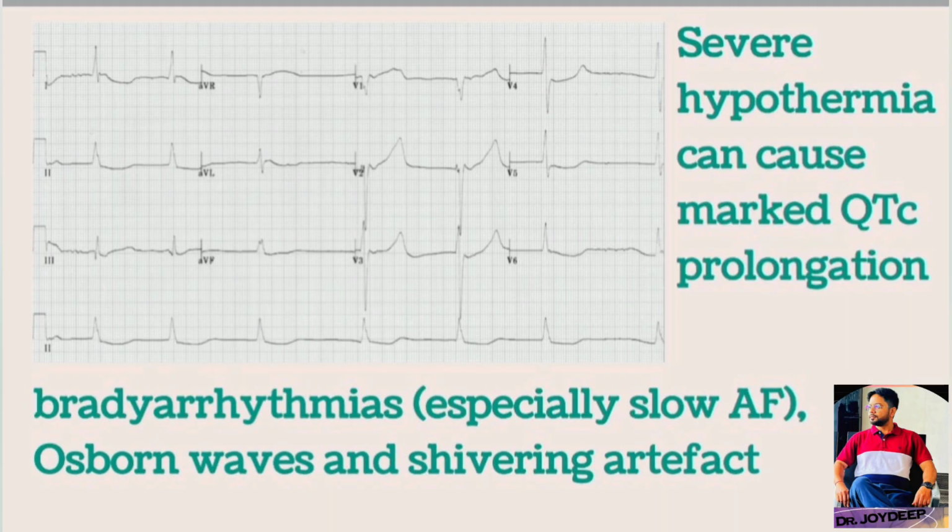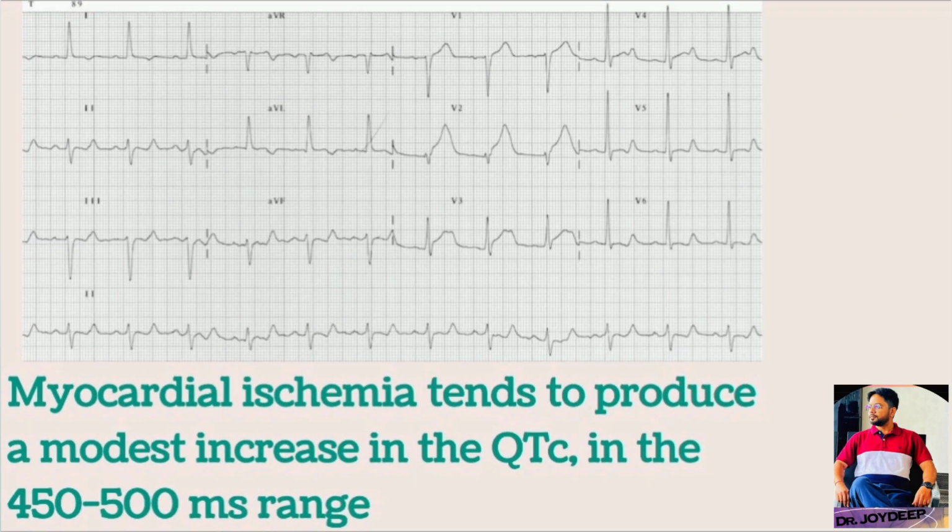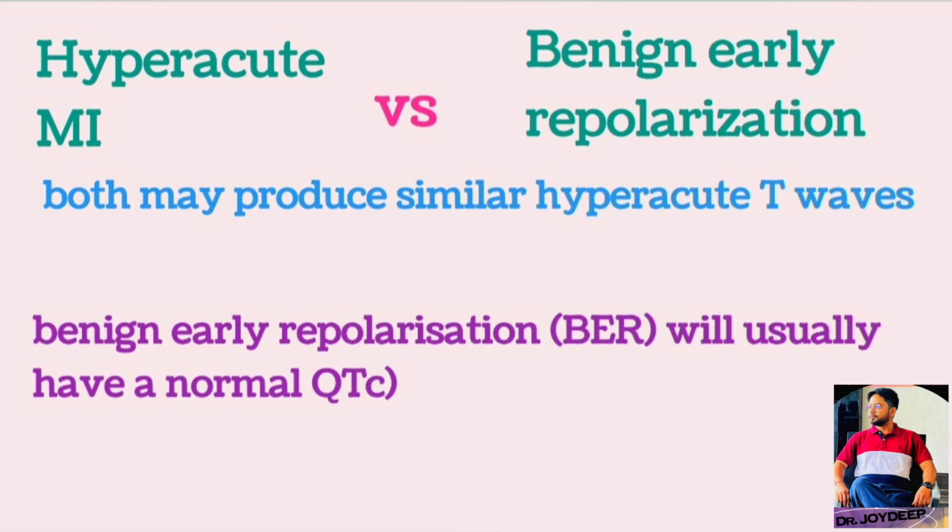Severe hypothermia can cause marked QTc prolongation, often associated with bradyarrhythmias, especially slow AF, Osborn waves, and shivering artifact. Myocardial ischemia tends to produce a modest increase in the QTc in the range of 450 to 500. This may be useful in distinguishing hyperacute MI from benign early repolarization. Both may produce similar hyperacute TU waves, but benign early repolarization will usually have a normal QTc.